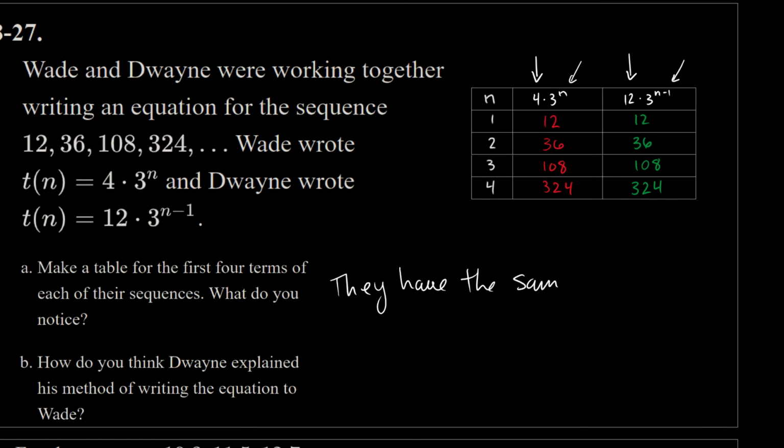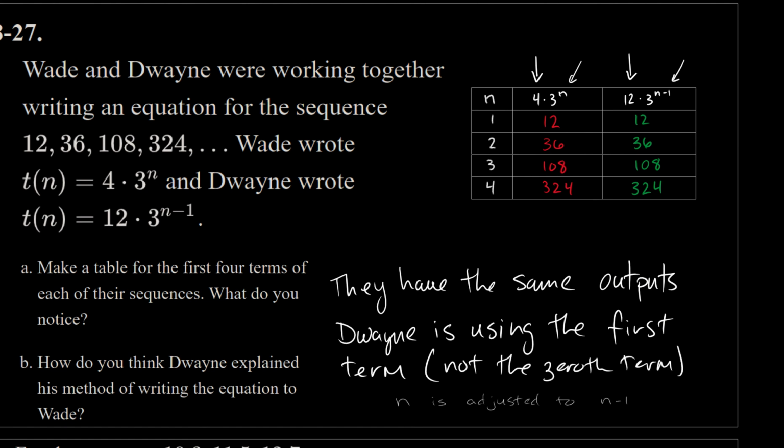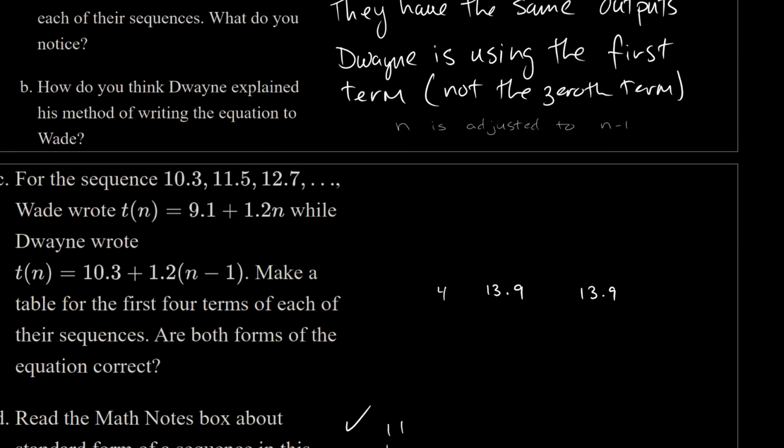Well, I don't know, but they have exactly the same outputs. And Dwayne is using the first term, not the zeroth term. So maybe that's what he said. N is adjusted to n minus 1. Maybe he said, hey, I'm writing mine based on the first term, and in order to do that, I'm adjusting by subtracting 1 from n. I don't know, maybe that's what he said. Let's go down here to the next one.